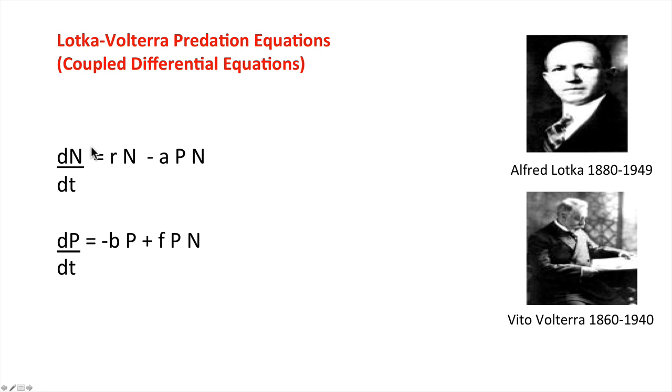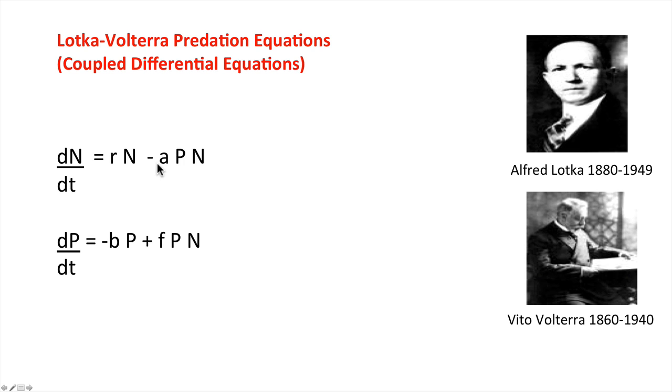Here is the instantaneous rate of change of the density of the prey population, and here is the instantaneous rate of change of the predator population in terms of its density. What we have here is the prey population effectively changing, growing or declining exponentially according to the size of R when there is no predation.